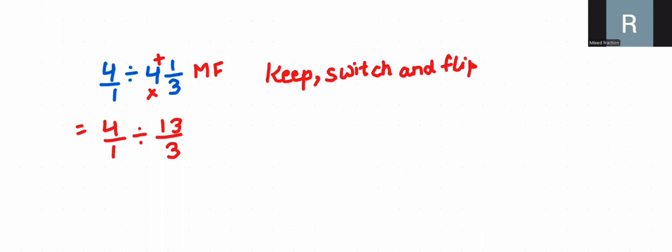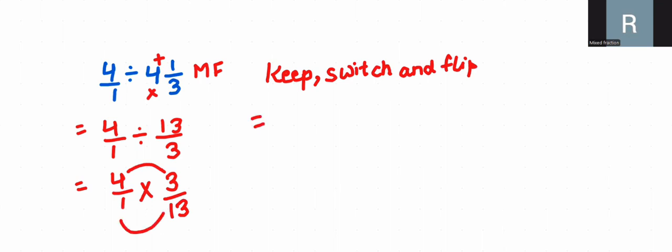So, we will keep the first fraction as it is. Now, between fractions, division is not possible. So, we will switch the sign of division into multiplication and we will flip the second fraction. So, it will be 3 by 13. Now, how to multiply two fractions? We will multiply the numerators and we will multiply the denominators. 4 3s are 12, 13 1s are 13. So 12 by 13. Check.